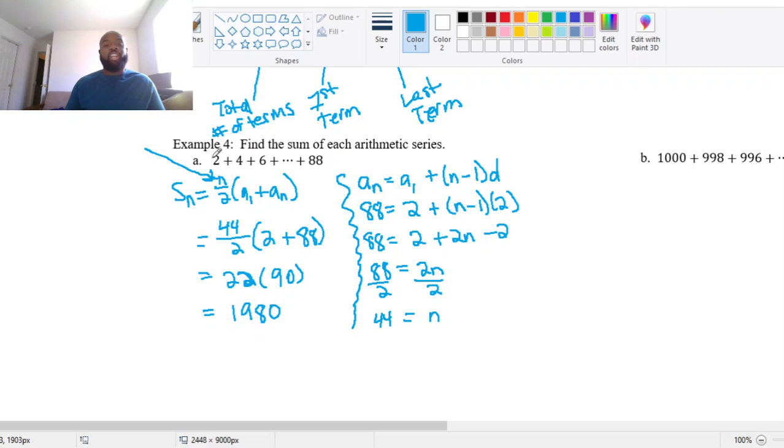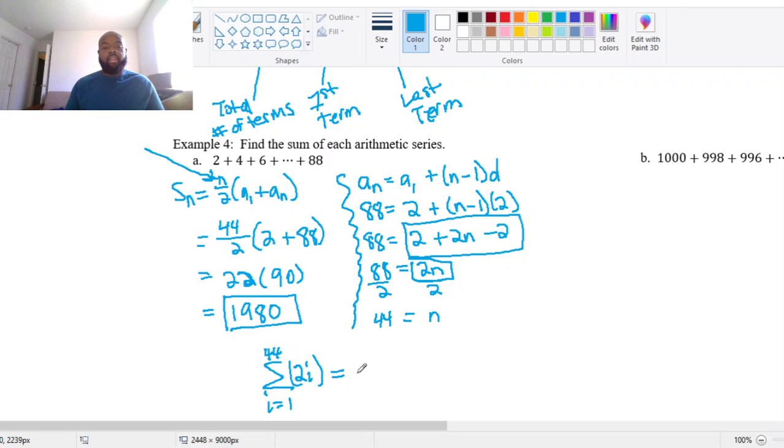So if I add up all the even numbers from 2 to 88, I'm going to get a total sum of 1980. Notice here, I placed the 88 here. If I wanted to write this in sigma notation, it would be the sum from i equals 1, and we just found that there were 44 of these. Our general term is basically the right-hand side of this equation. When I simplify it before I divide by 2, that would be 2i. And now we know that the sum is equal to 1980.